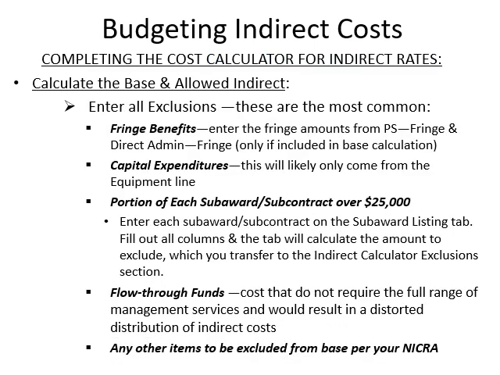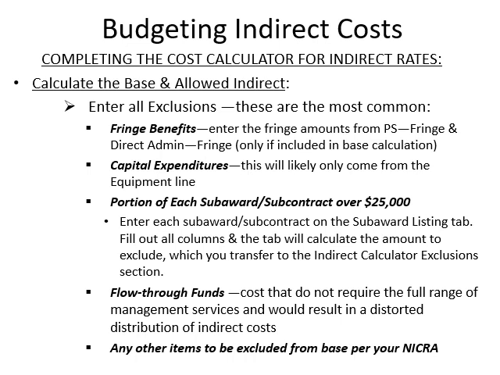As far as entering the exclusions, we've listed here some of the most common exclusions that we've seen on negotiated indirect cost rates. So sometimes it's fringe benefits, so you would enter the fringe amount from the program support and the admin fringe lines. Again, only if they're included in your base calculation. Capital expenditures, this will likely only come from the equipment line. Often is the portion of each subaward or subcontract over $25,000.